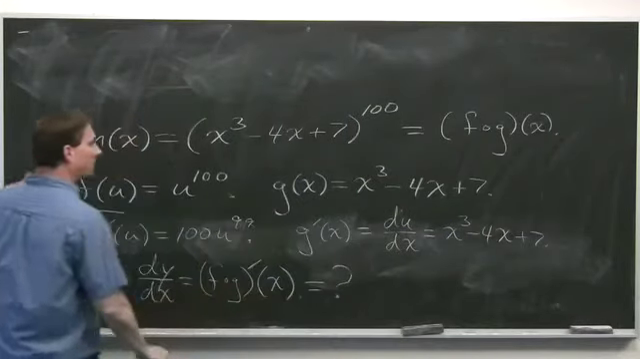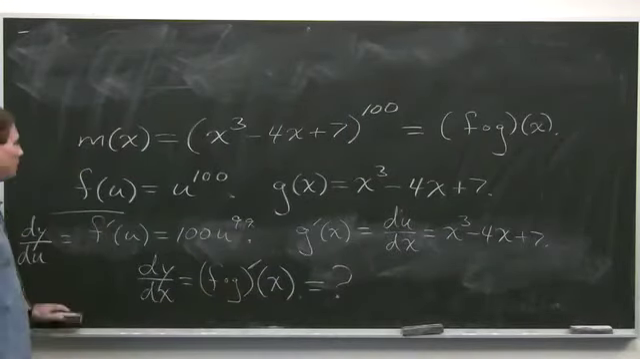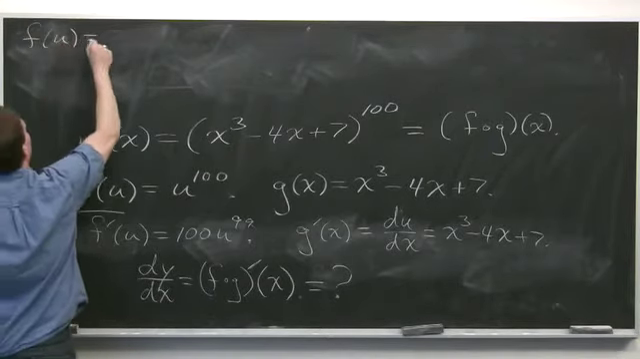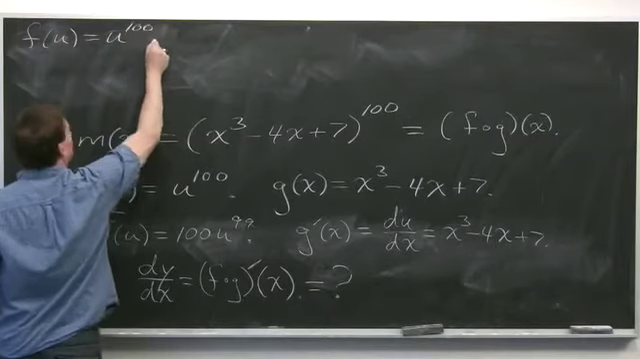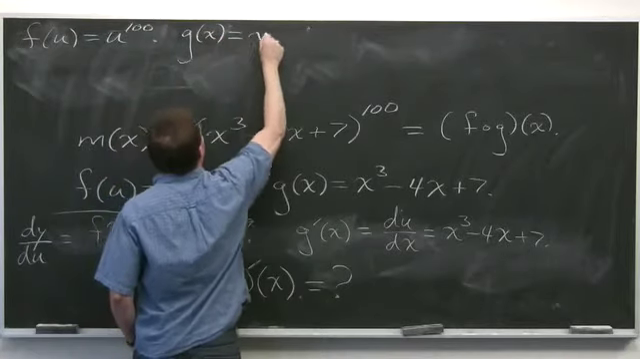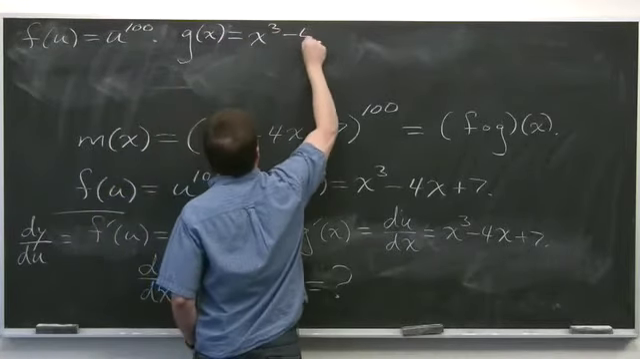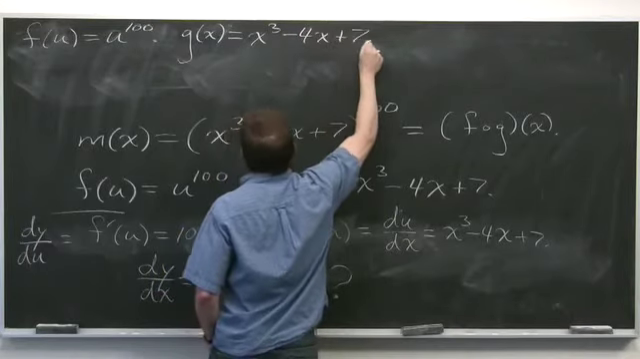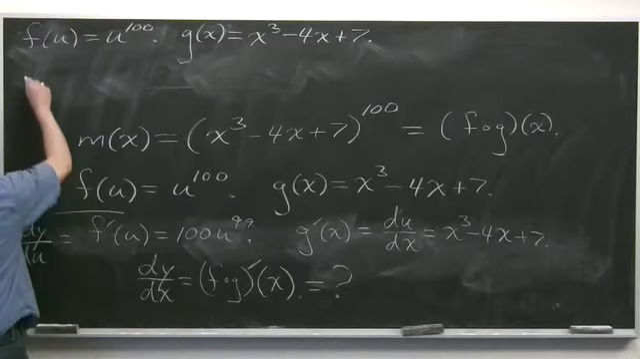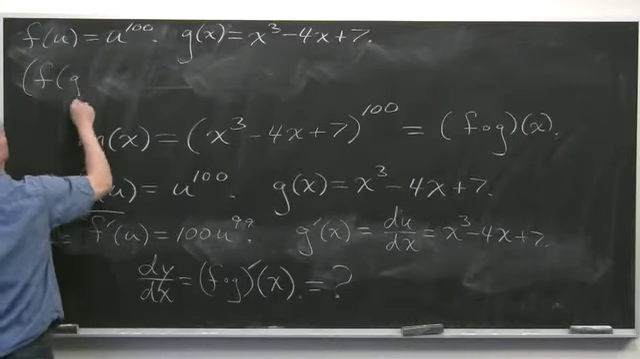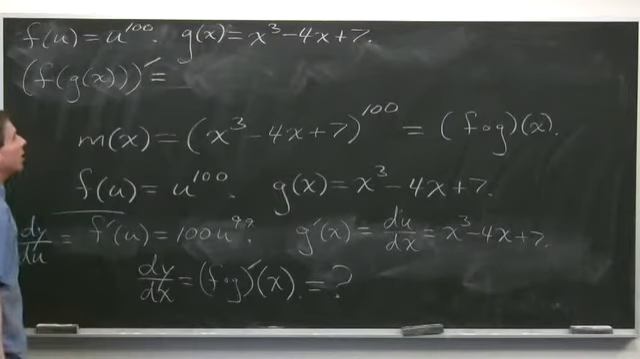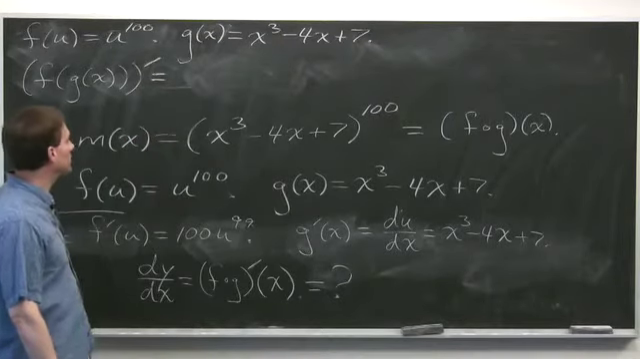So let's look at exactly this example. So we've got, maybe I'll write this part up here. f of u is u to the 100th. g of x is x cubed minus 4x plus 7. And we want the derivative of the composition. So we want the derivative of f of g of x. All right. What does the chain rule tell us that that is?